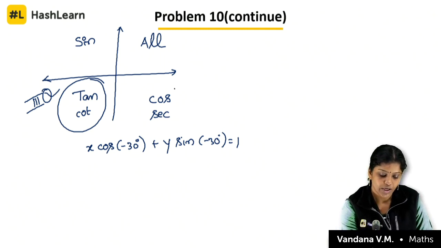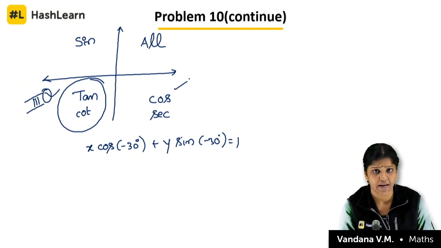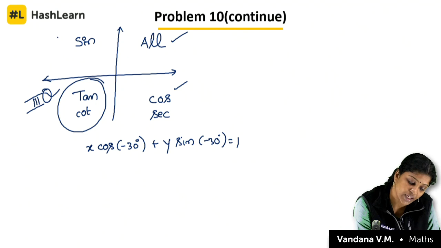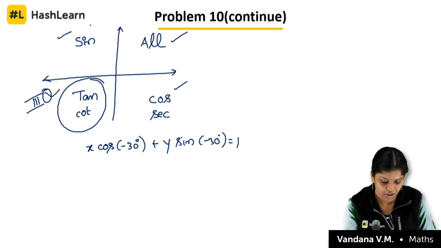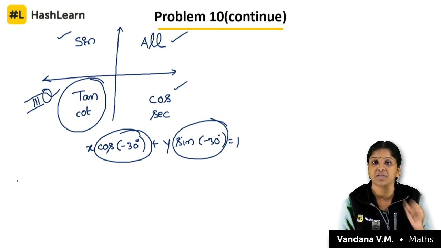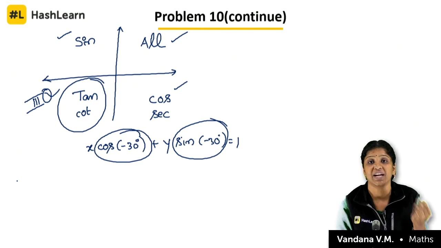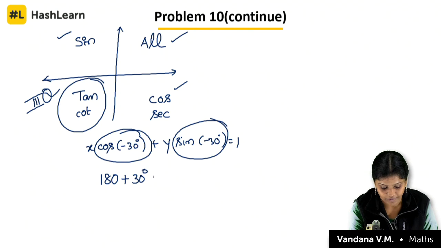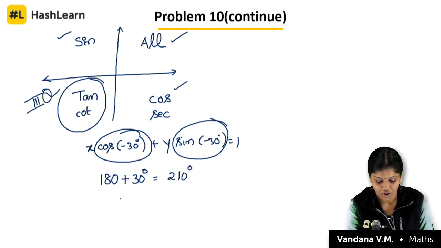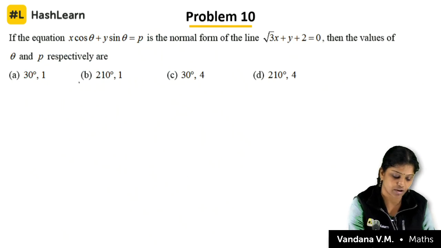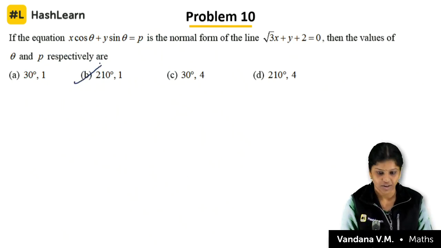Will you agree? Because here cos is positive, maybe sine is negative. Here all are positive. Here sine is positive, maybe cos is negative. Here I got both negative, so it will happen only in the third quadrant. What is the third quadrant? 180 plus theta, that is 180 plus 30 degrees, that is 210 degrees. So my theta value is 210 degrees and your p value is 1. Which option is correct? Option B is correct. Clear, children?